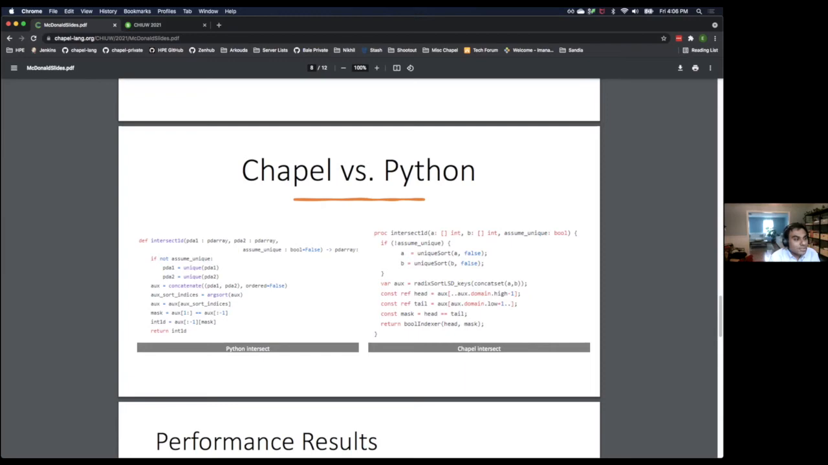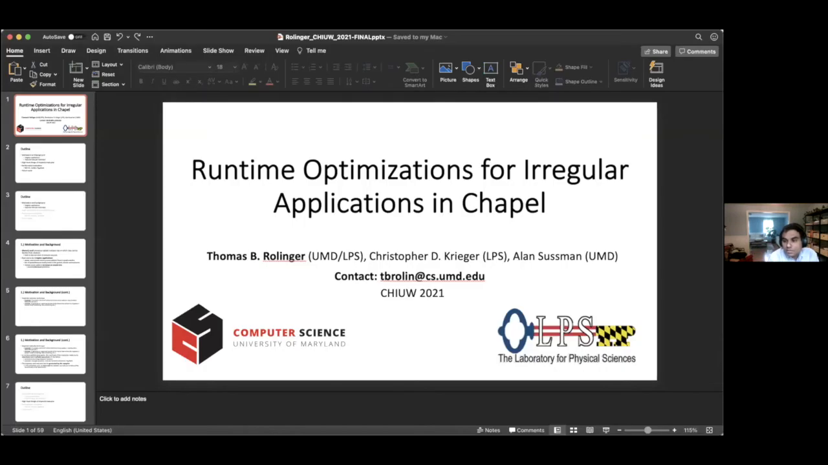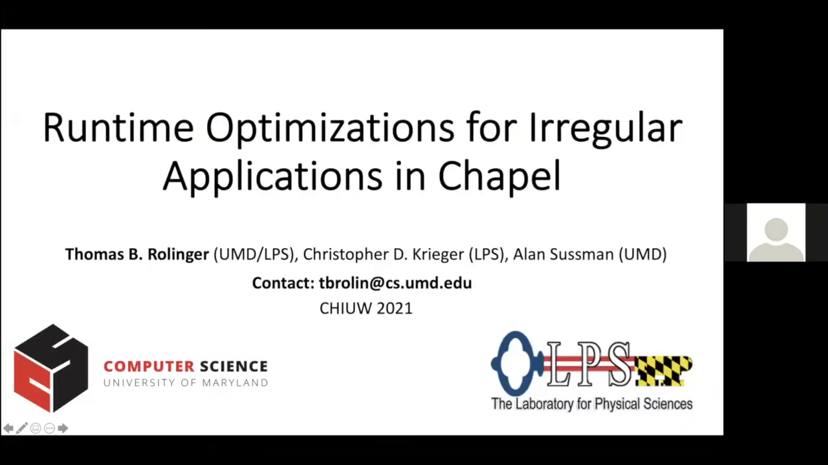The final talk for the session is a live talk. It's Thomas Rolinger talking about runtime optimizations for irregular applications in Chapel. Thomas, yep, you're all set. All right, and you can hear me? Yep, go ahead. Okay.